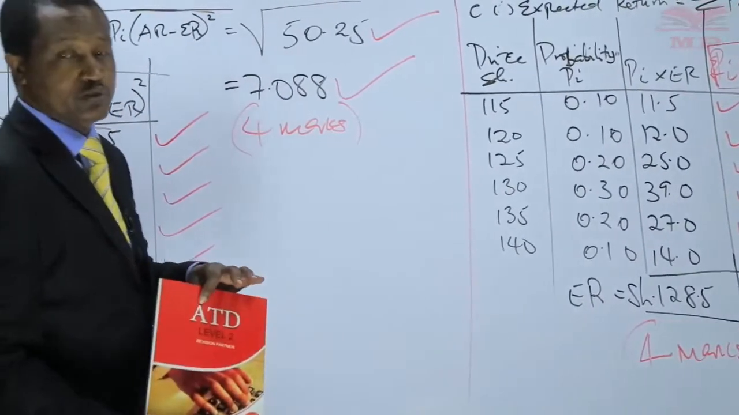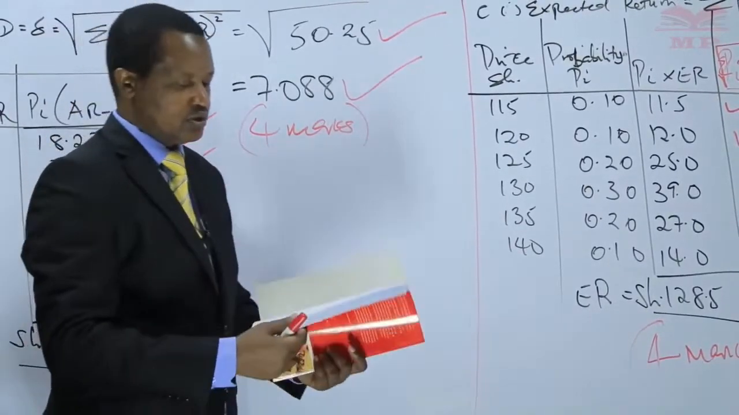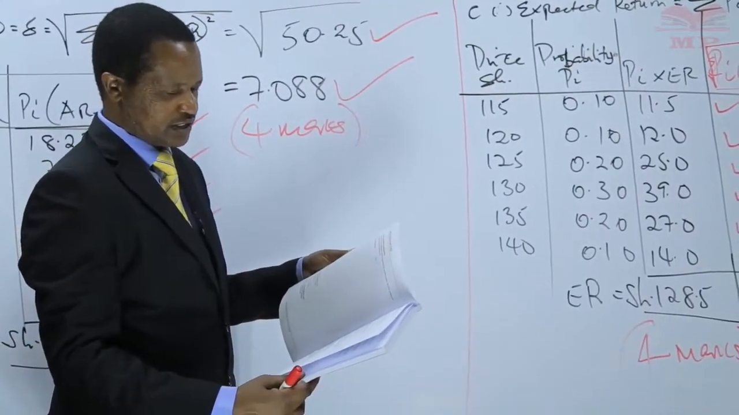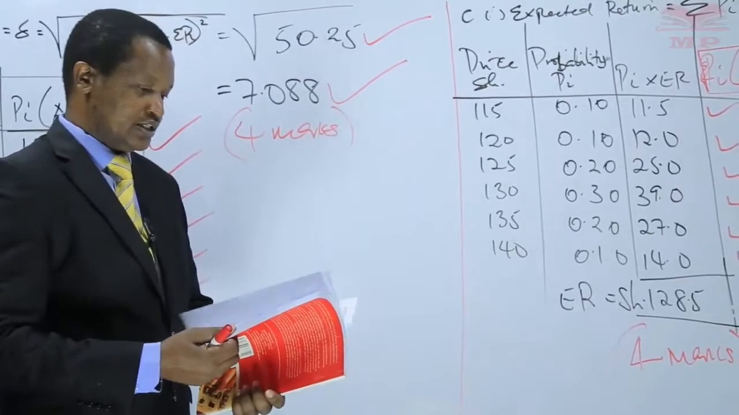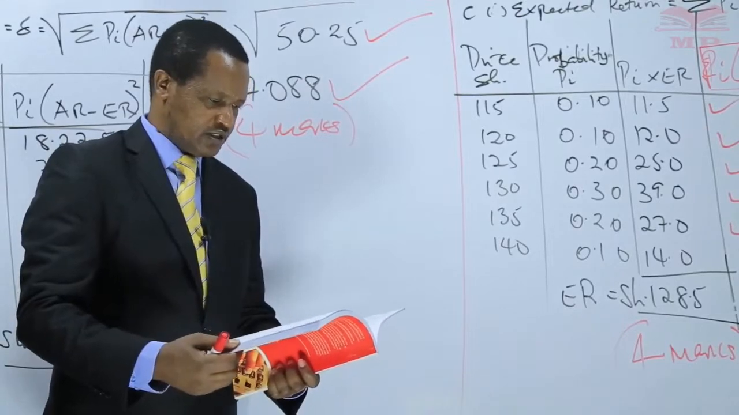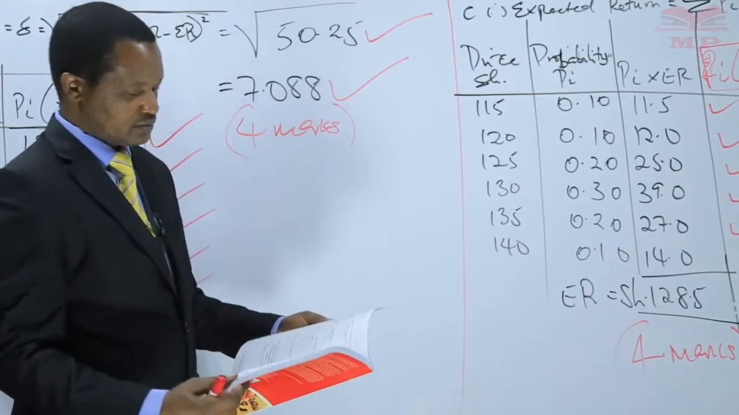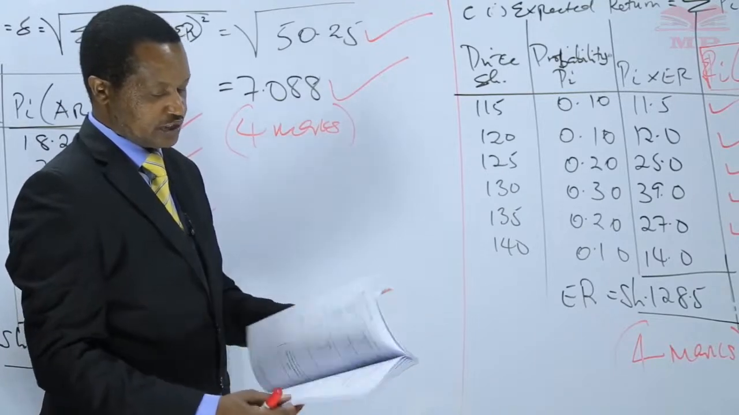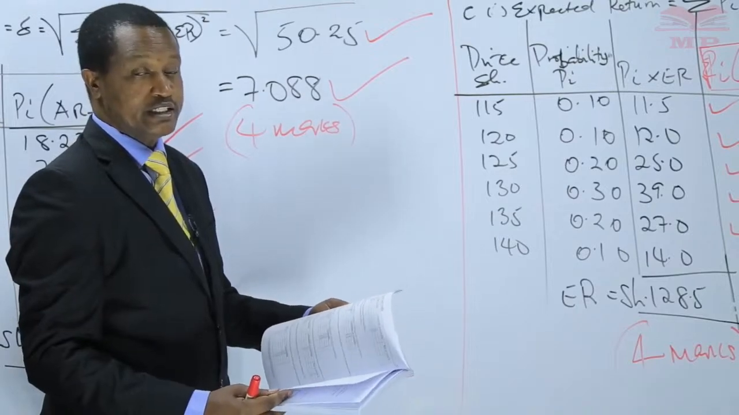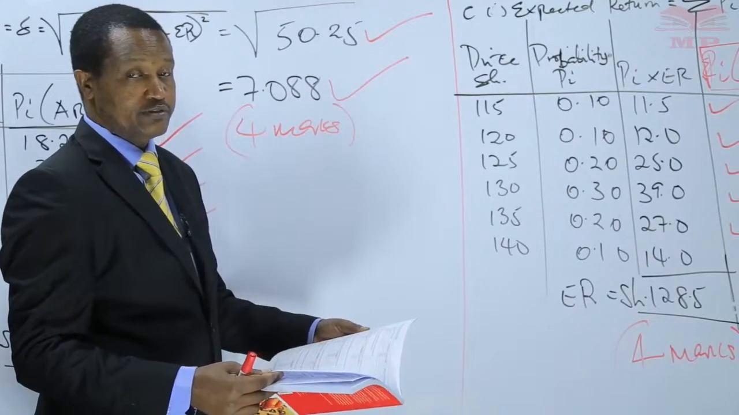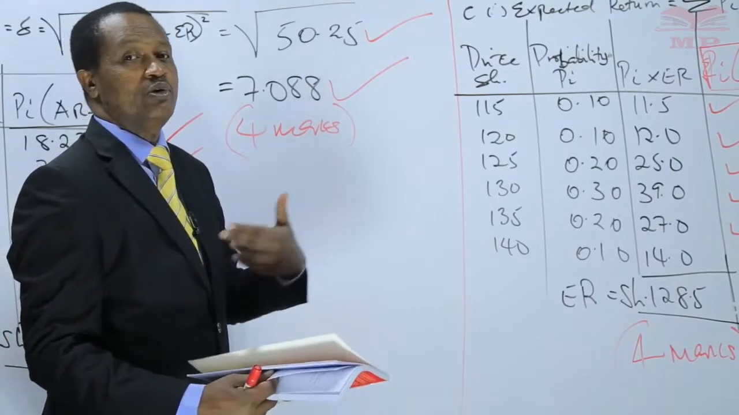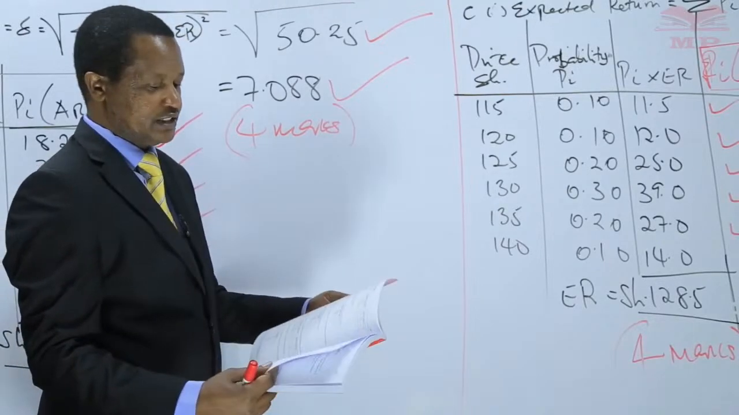Candidates, this is your revision partner. In this book, we've summarized enough questions for you under this topic of risk and return. There are how many questions? We have 17 questions. Some of them are past paper questions. This topic was introduced recently in the fundamentals of finance syllabus, but we have gathered more other questions which can help you revise in this topic.